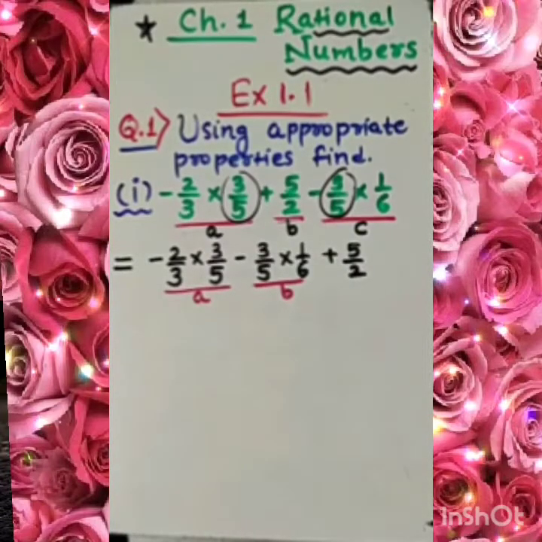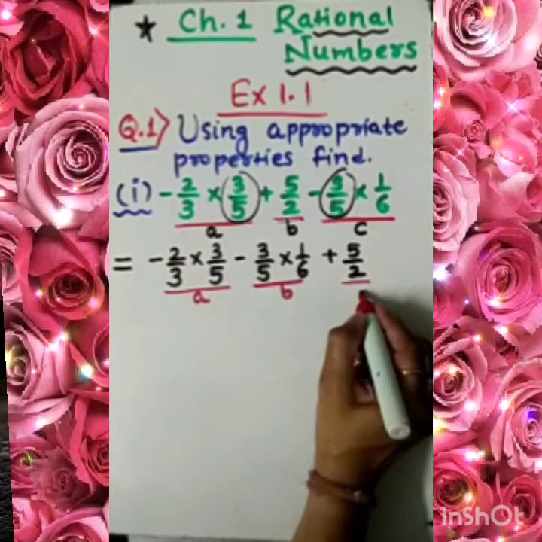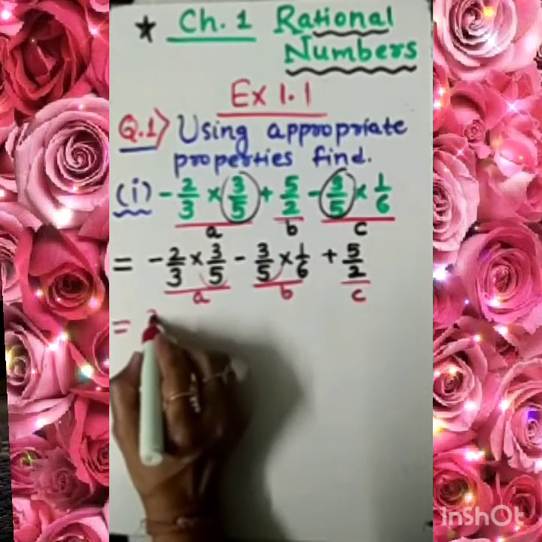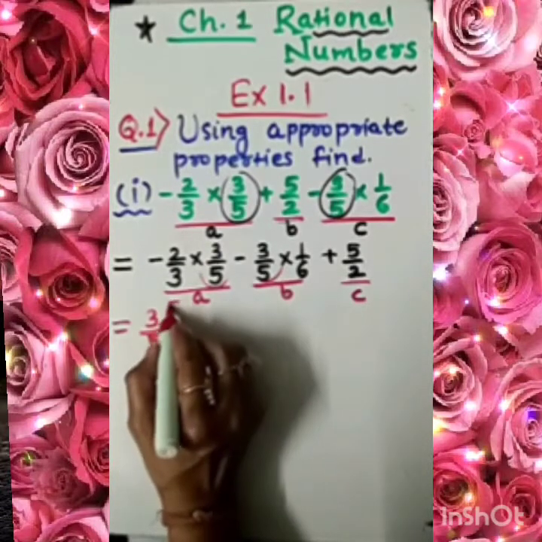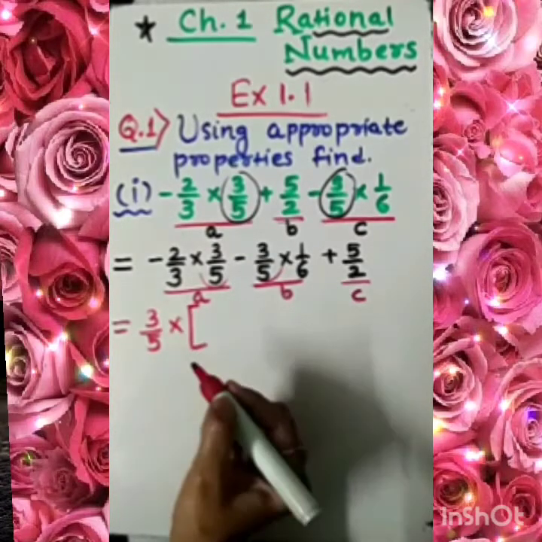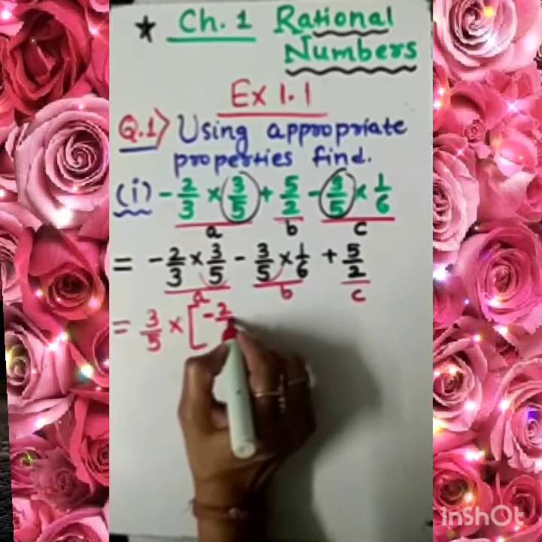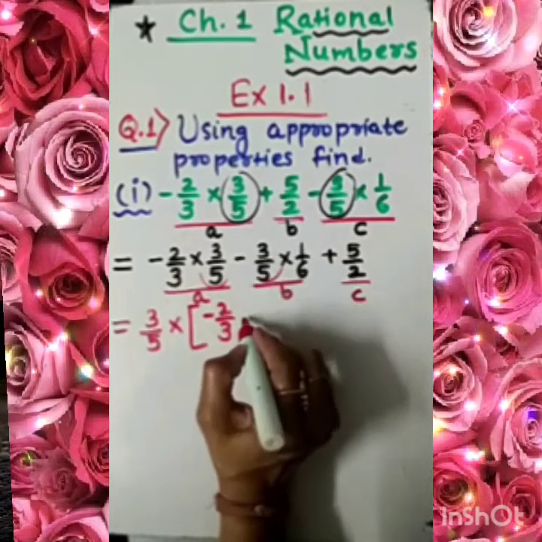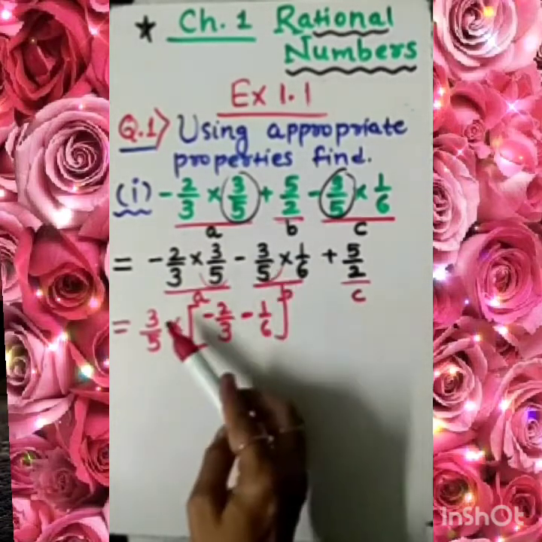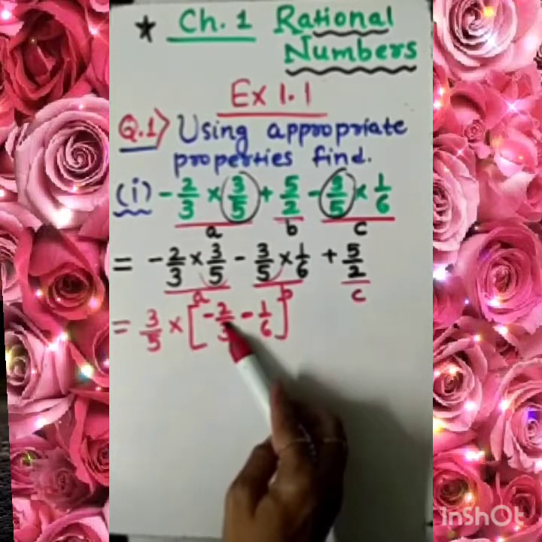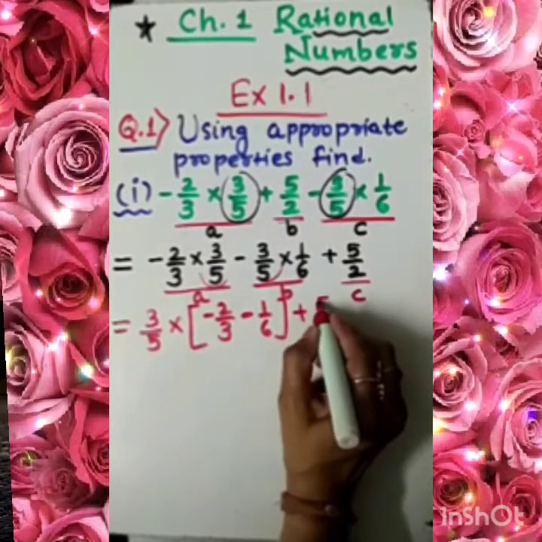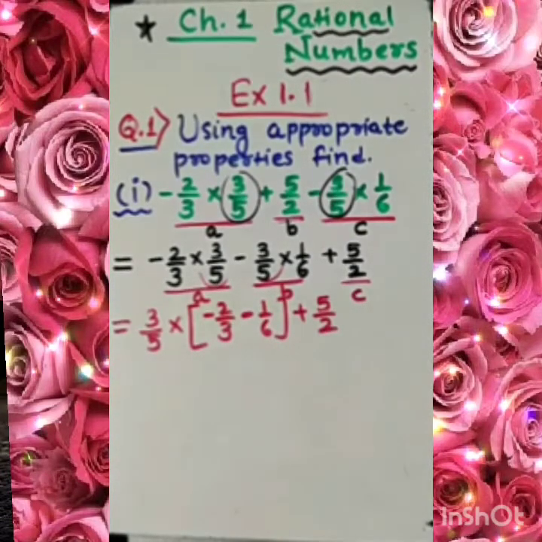Okay. So in the next step, I am going to take out 3 by 5 common from here and from here. I need to write 3 by 5 outside the bracket, so here it will be into 3 by 5 as I have taken it outside. What is left inside? Here minus 2 by 3 is left, and here minus 1 by 6 is left. Once again, 3 by 5 is common, so minus 2 by 3 minus 1 by 6 is inside, and plus 5 by 2 is already there. Let it be as it is. Clear to you?